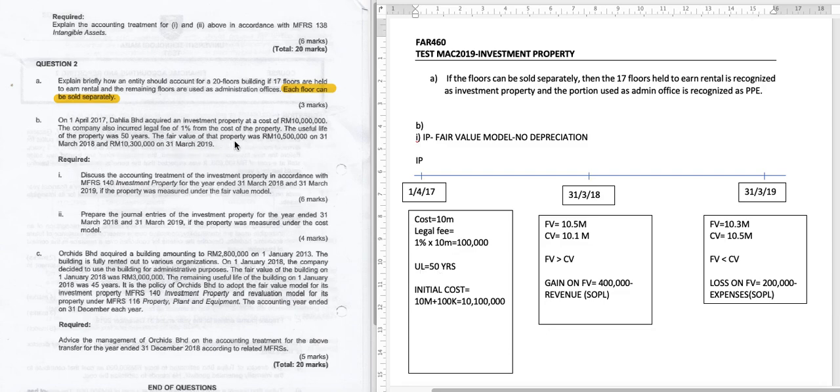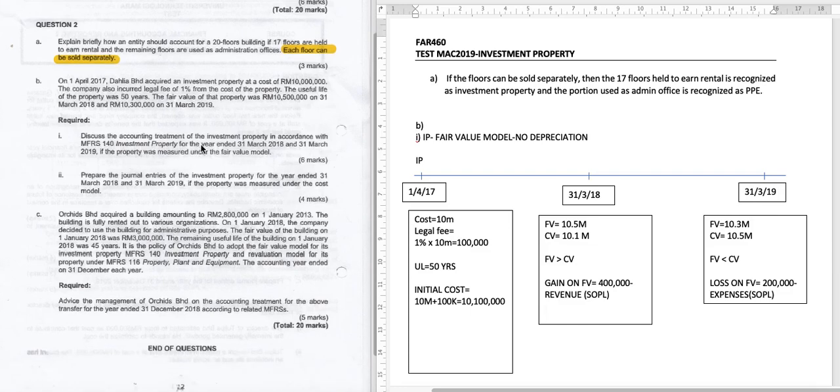Okay, the fair value of that property was 10.5 million on 31st March 18. Fair value is 10.5 million and 10.3 on the 31st March. Okay, so discuss the accounting treatment of the IP in accordance with FRS 140 IP for the year ended 31st March 18 and 31st March 19 if the property was measured under the fair value model. So if it is under the fair value model, okay, there is no depreciation. Right? Fair value model, no depreciation.